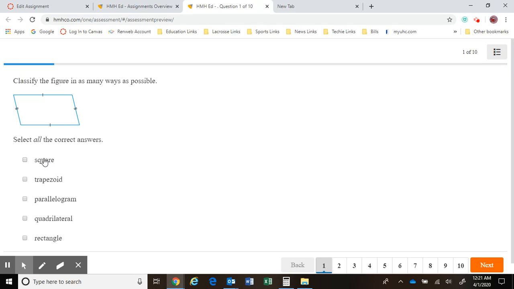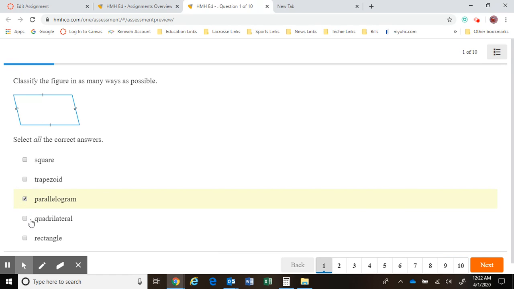Is this a square? Well, squares have four sides that are the same and four right angles. This does not have four sides that are the same, and does not have any right angles. It's not a square. Trapezoid is one set of parallel lines, so it's not a trapezoid. Parallelogram has two sets of parallel lines. Does this have two sets of parallel lines? Yeah, there's one set and there's two sets.